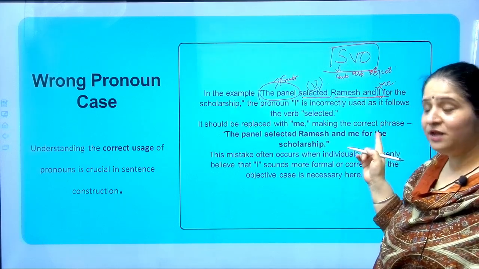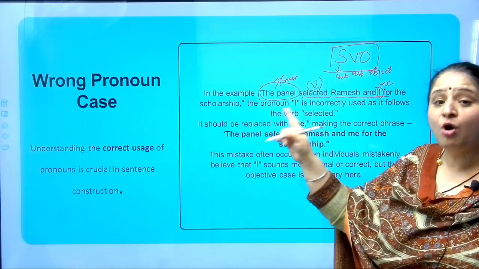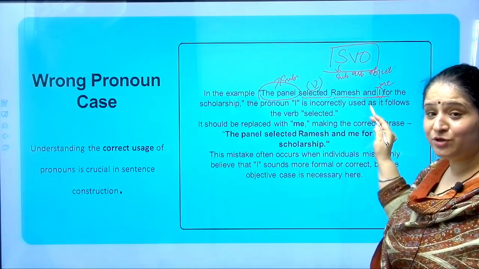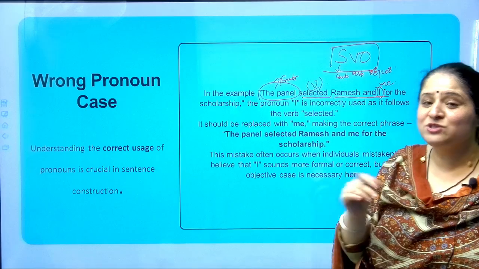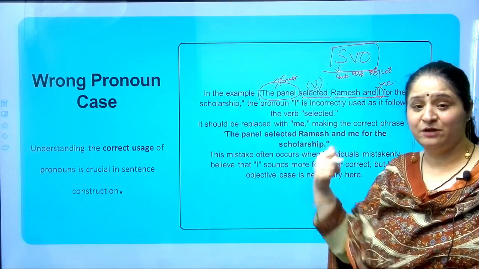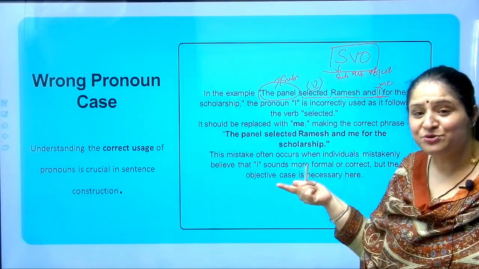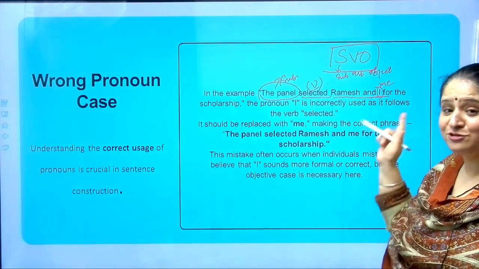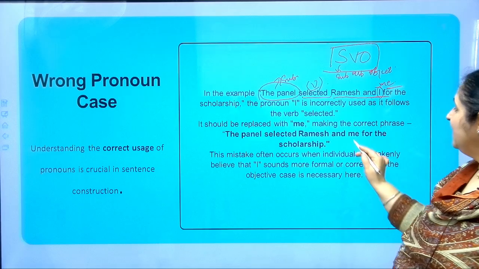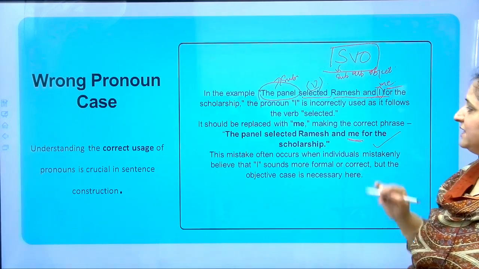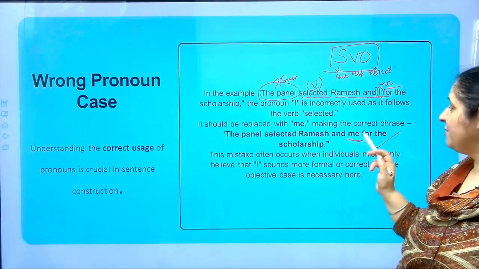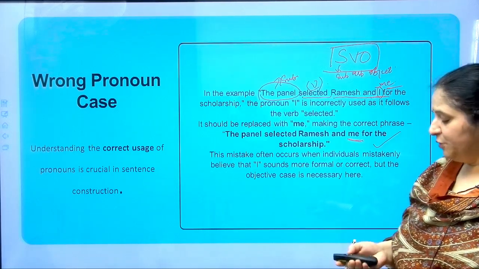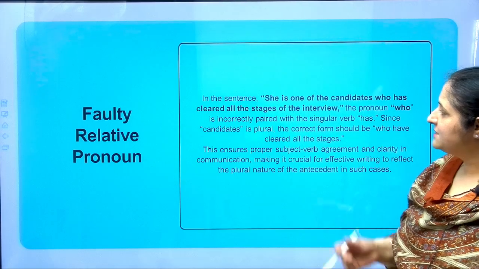So what was the error over here? The error was that I had used the wrong pronoun case. Instead of the objective case, I had used the subjective case. So how do I correct it now? I have to see which pronoun case should come here, and I saw that the objective pronoun case should come here. So the panel selected Ramesh and me for the scholarship. Not I, but me. So the correct sentence would read, the panel selected Ramesh and me for the scholarship test. Is that clear, students?